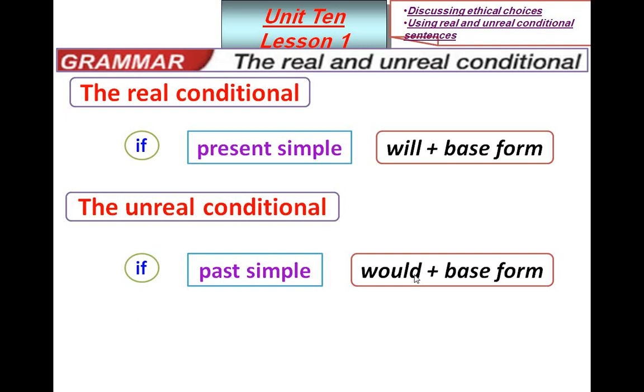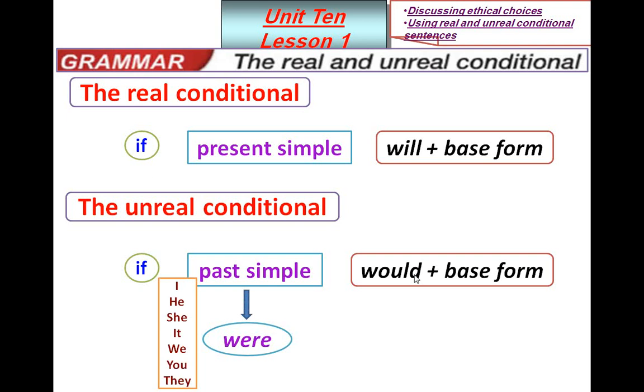Unreal conditional. Also we said if you use the past form of verb be, as we know well, was or were, I use only were with all the subject pronouns: I, he, she, it. I say I were. If I were you, I would study. If he were you, he would study. He, she, it. Actually, we, you, they take were.